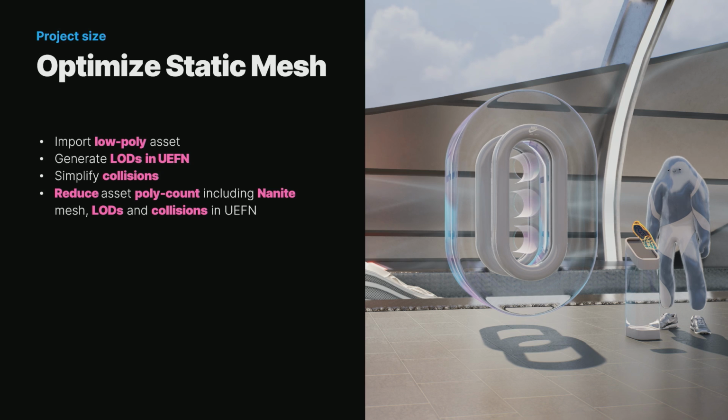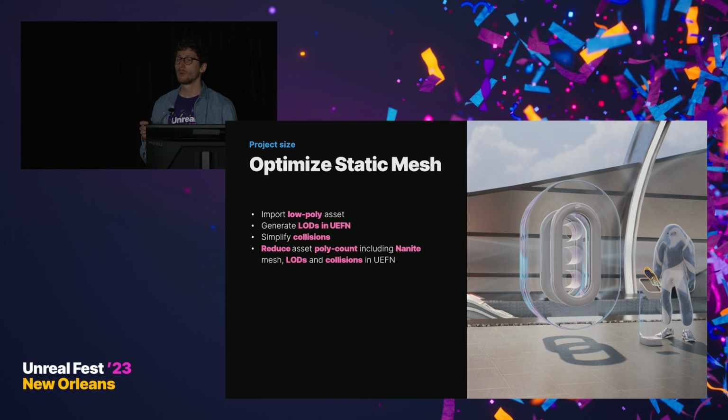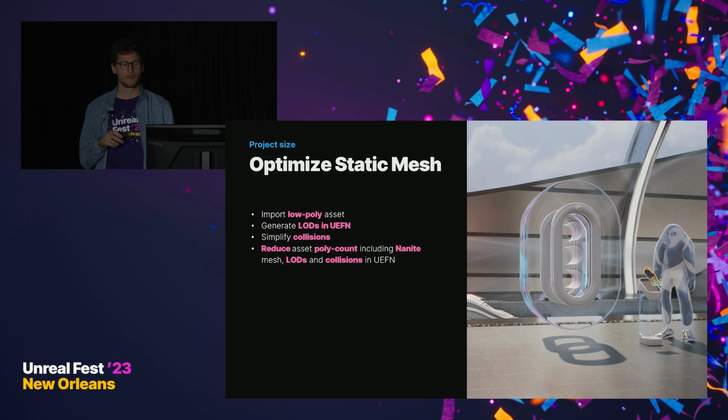Now that we have identified a static mesh that we want to optimize, let's start by understanding how to reduce its size. First of all, you want to import a low poly asset, because a lower poly count means a smaller data size. Next, we want to generate optimized LOD inside of UEFN, and we want to simplify the collisions and only use them when necessary, because they will, in the end, add data to your mesh. And then finally, you want to reduce the asset poly count of both the Nanite mesh, the LODs, and the collisions, all of that in UEFN.